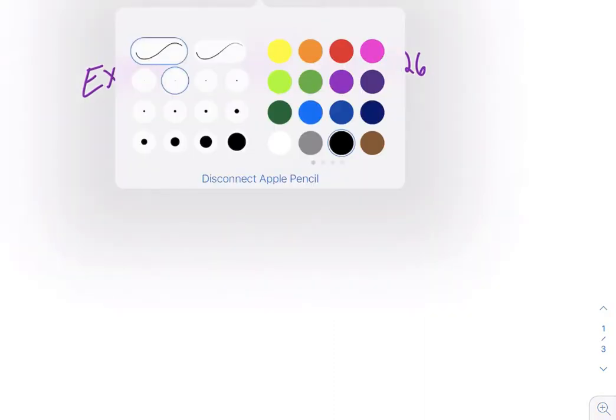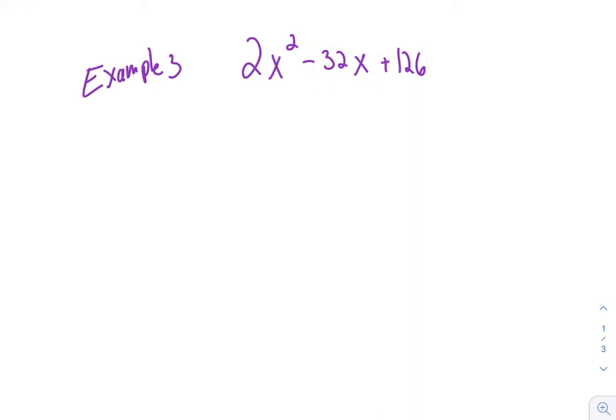So we notice here that 2, 32, and 126 are all even numbers. So that means 2 is a factor of all of them. So 2 is my GCF. They don't all have an x, so x is not part of my GCF. And I'm going to factor that out. Again, if you don't know how to do this, there's 2 videos on GCFs. You can go back and watch that.